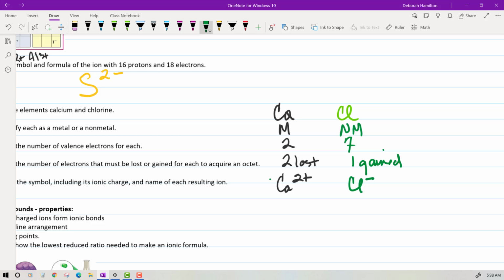Chlorine is a nonmetal. It's above the staircase. It has 7 valence electrons. It needs to gain 1 to complete its octet and have a noble gas configuration. Then it's a chloride ion, Cl negative.